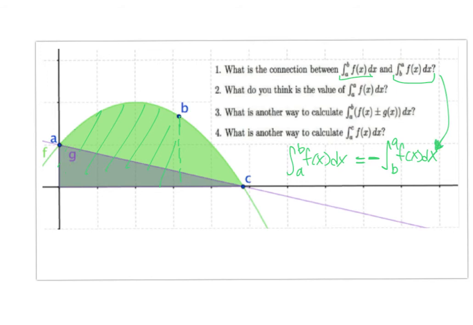All right, I'm also going to erase my scribbles so we can talk about the next one. Number 2, the value of the integral from a to a. So the area under a single point. I don't think I can actually get an area there, because the area of something that's infinitely thin would have to be infinitely small, which would be 0.